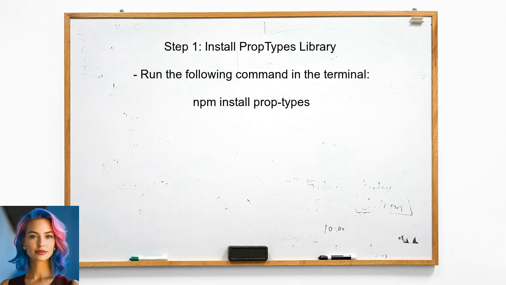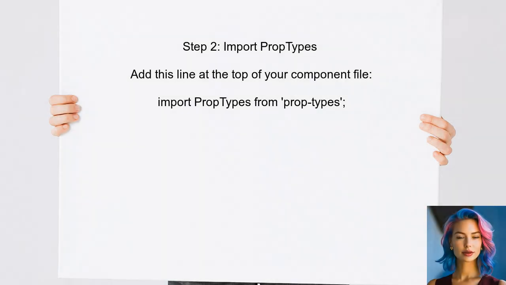To enable autocomplete for React component prop types in Visual Studio Code, the user should start by installing the prop types library. This library helps define the types of props that a component can receive. Next, the user needs to import prop types into their React component file. This allows them to define the expected prop types for their component.